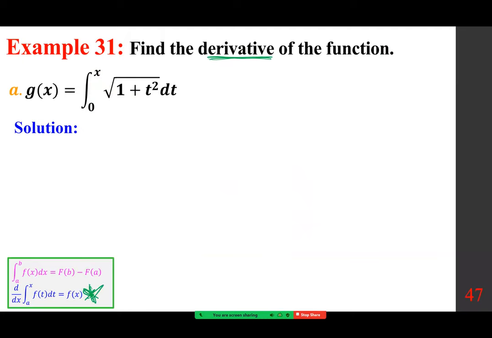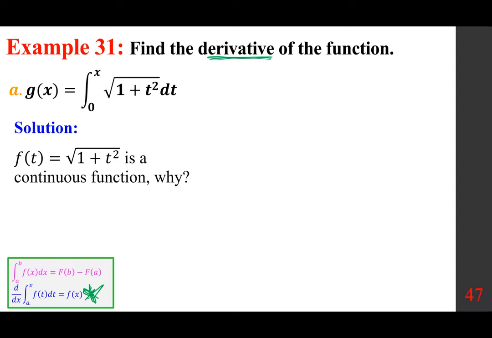And I'm going to show you this FTC we are going to use. We can use that if we are dealing with a continuous function, and f of t, which is the square root of 1 plus t squared, is a continuous function. Why is that? Because when you have a square root, what's underneath must be larger than or equal to 0. As you know, this is always positive because it's 1 plus t squared. And therefore, it's continuous everywhere from negative to positive infinity.